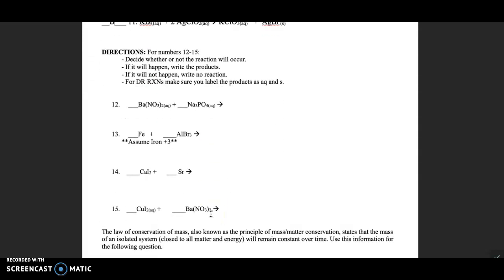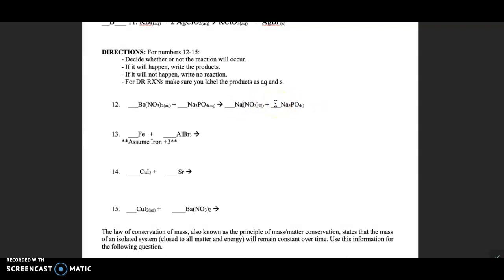Okay, decide whether or not the reaction will occur. If it will happen, write the products. Now, for my double replacement reaction, I'm going to have to go ahead and write my products first. Okay, so I kind of have to do it for this one. I don't know if that's going to be aqueous or not here. So Na and Ba are switching spots.